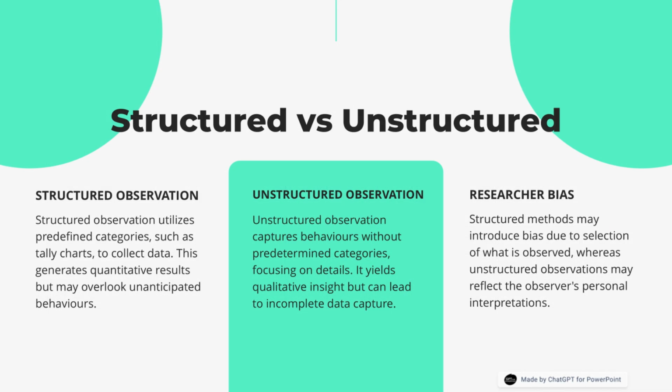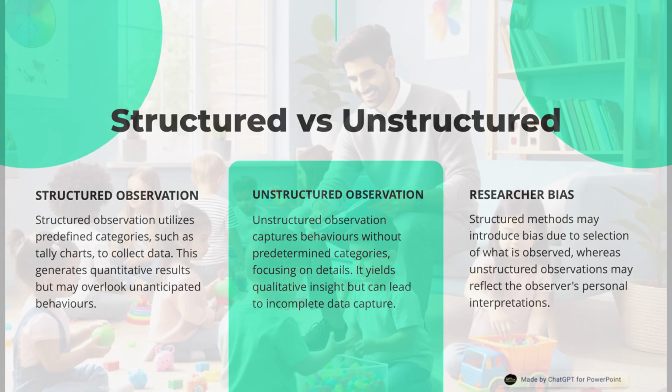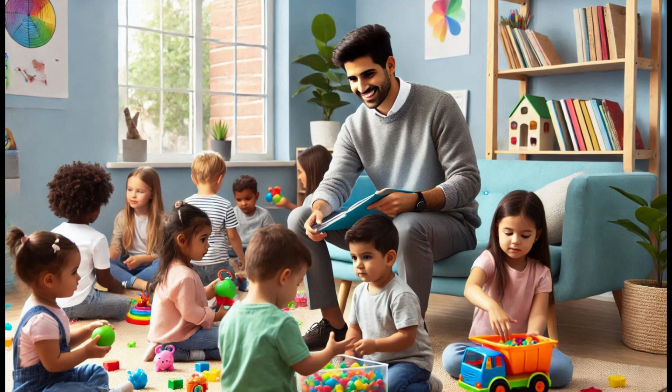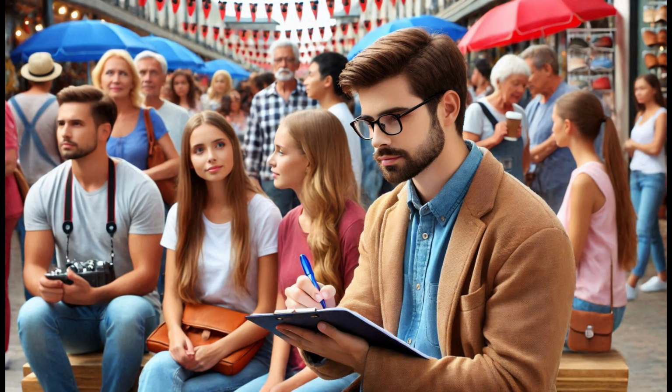In an unstructured observation, the researcher simply notes down the behaviours as they occur. So they might be getting more qualitative data. It's more in-depth and detailed. But of course, that's harder to analyse because it's difficult to note everything down that's happening.